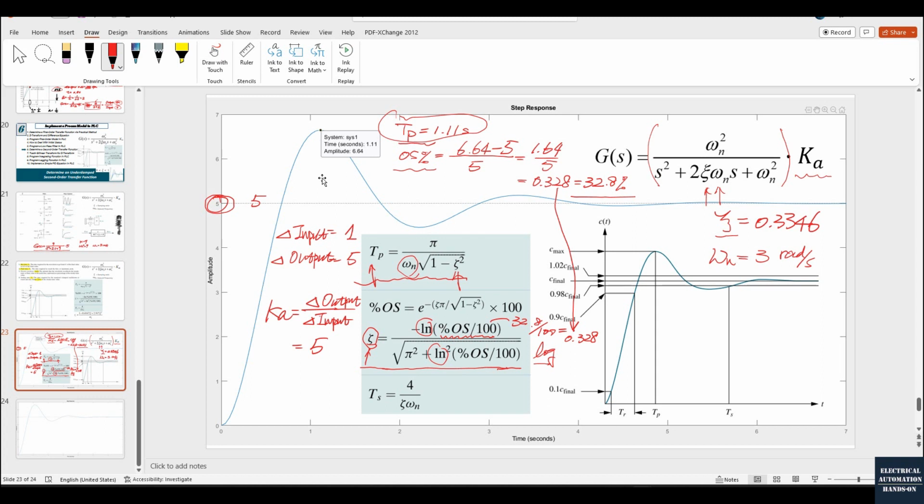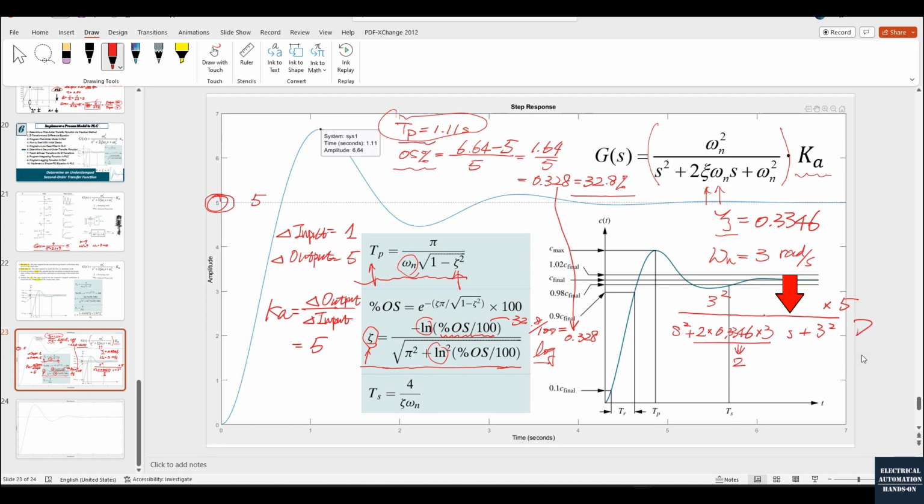Then according to those calculations, we will see this entire transfer function is equal to omega n, 3 squared, at the numerator, and s squared plus 2 multiplied by the damping ratio 0.3346 and multiplied by the frequency, and this is s, plus omega squared, this is 3 squared. Okay, this is the denominator, and then multiplied by the Ka equal to 5. Then this transfer function eventually gets this. So the numerator is 9 multiplied by 5, which is 45. And the denominator is equal to s squared plus 2s plus 9.